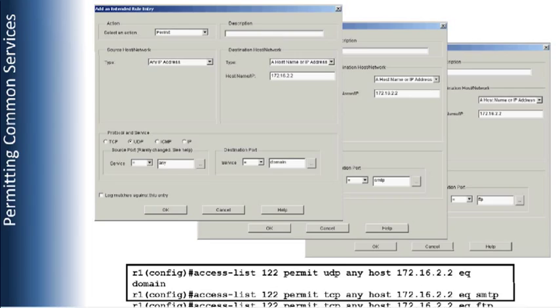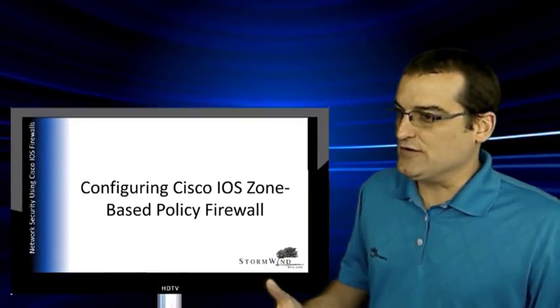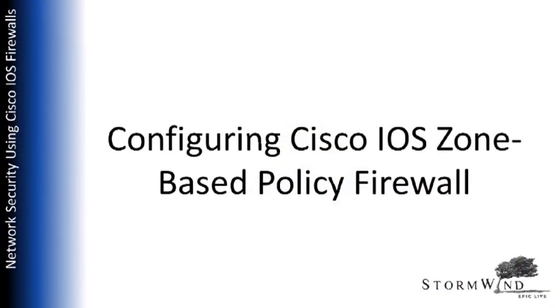Well, folks, in this particular lesson, we took a look at access control lists and how they can take our router and make our router a firewall, albeit a simple firewall, but still an effective static packet filtering firewall. Well, what about a more sophisticated firewall? Do we have that ability? We sure do.